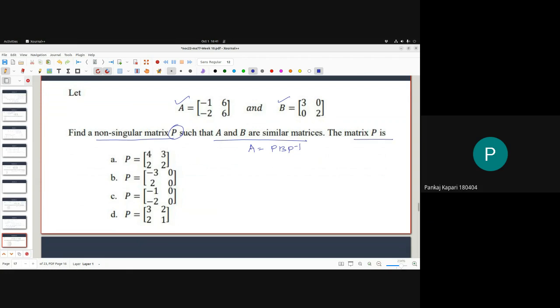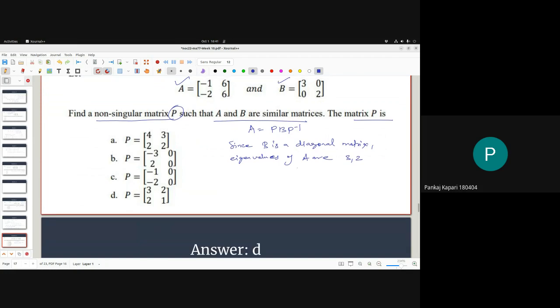Notice that B is a diagonal matrix. Since B is a diagonal matrix, the eigenvalues of A are, so there are two eigenvalues, 2 comma 3, or 3 comma 2, right?